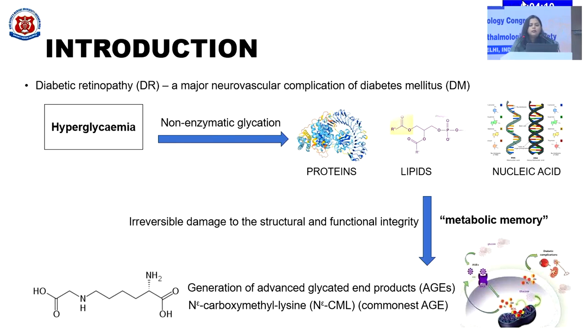Hyperglycemia leads to non-enzymatic glycation reactions, which lead to irreversible damage to the structural and functional integrity of our basic framework of the body, that is proteins, lipids, and nucleic acids. Here comes the concept of metabolic memory, which states that even after the reversal of hyperglycemia, this damage is permanent. That leads to the generation of advanced glycation end products, and the molecule I will be stating to you is N-carboxymethyl lysine, which is one of the commonest ones.